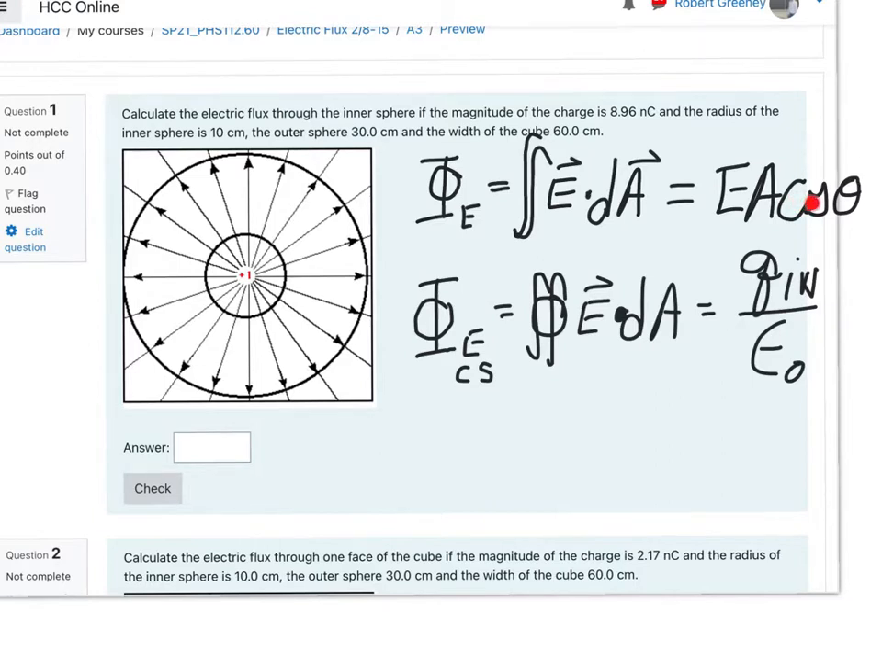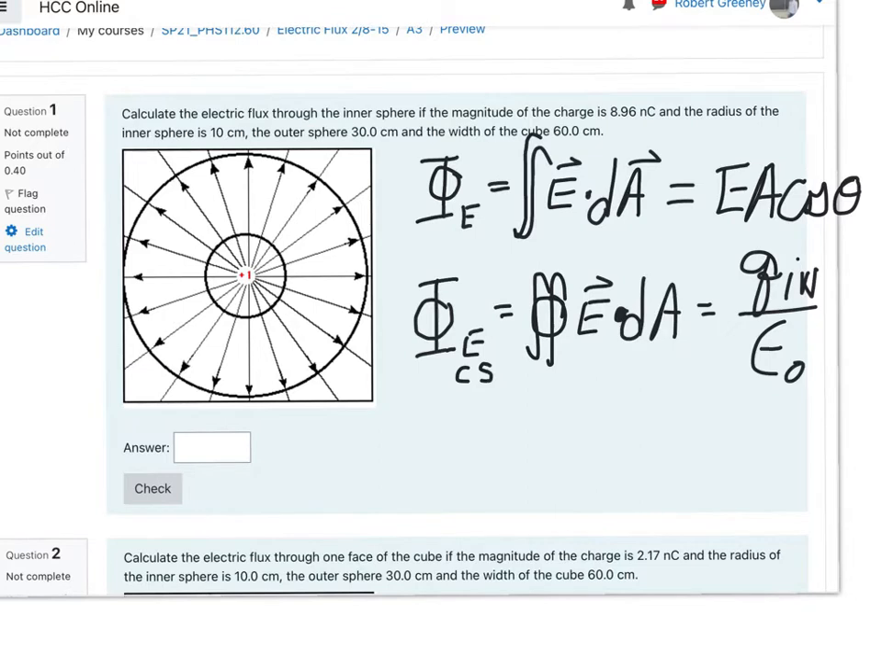Conceptually, it's the amount of field that passes through a surface, and visually, it's the number of field lines. So you can estimate it as the number of field lines that pass through a surface. The flux through a closed surface would be calculated this way, right? This is a double integral over a closed surface of E dot dA. That's flux over a closed surface. It is equal to the charge inside divided by epsilon naught. That's Gauss's law.